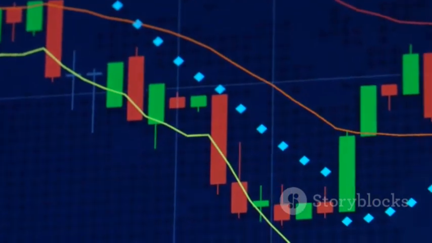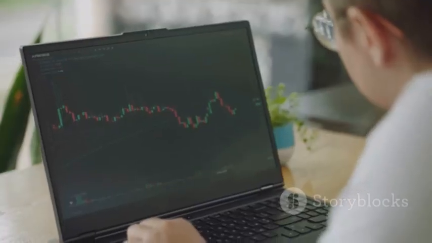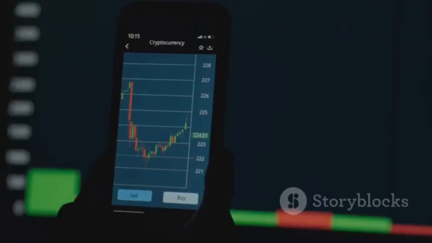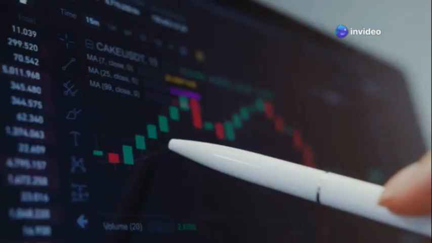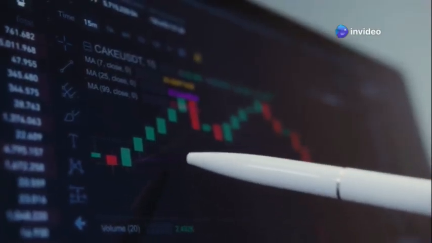A candlestick has a body and wicks. The body shows the opening and closing prices. A green body means the price went up. A red body means the price went down. The wicks show the high and low prices during that time frame.